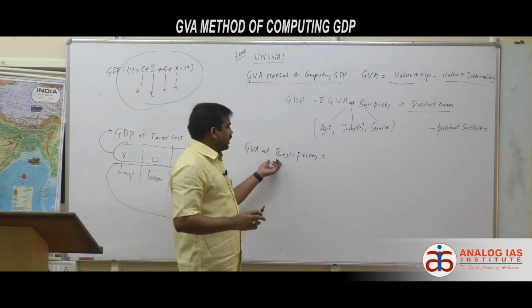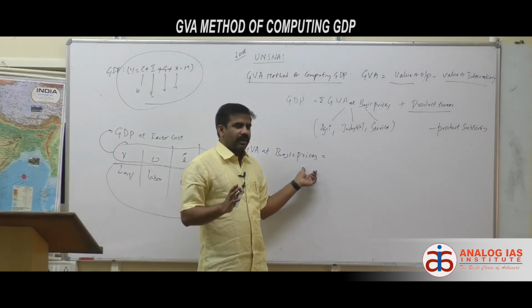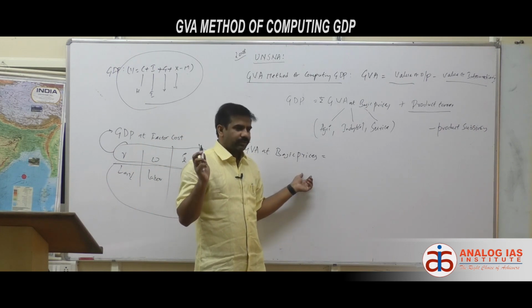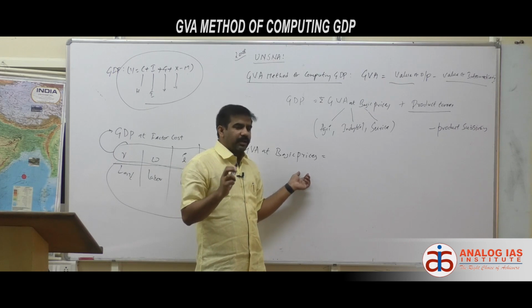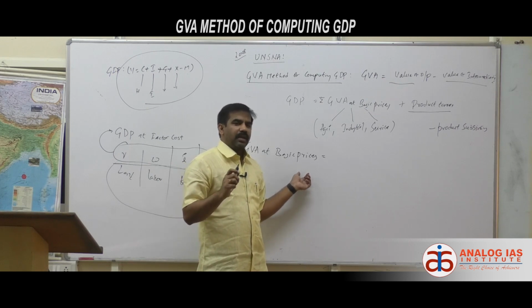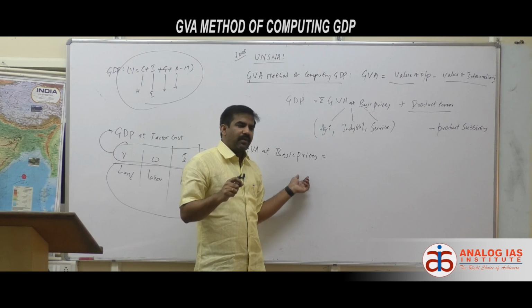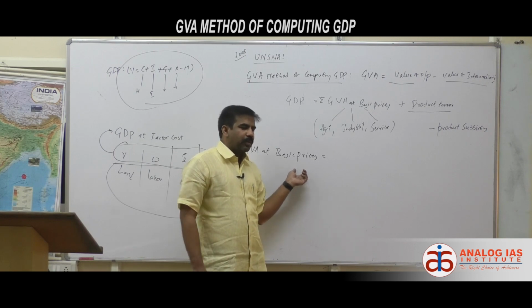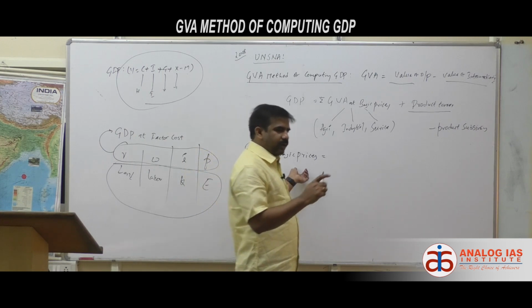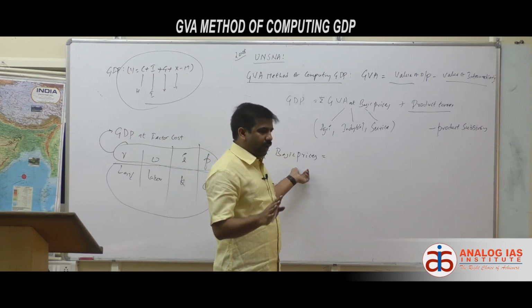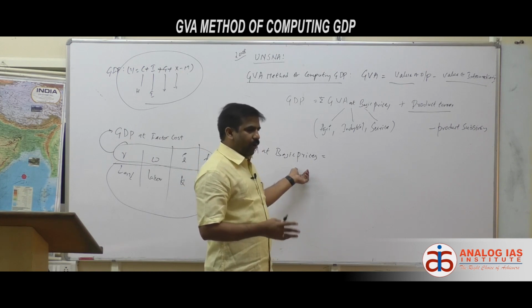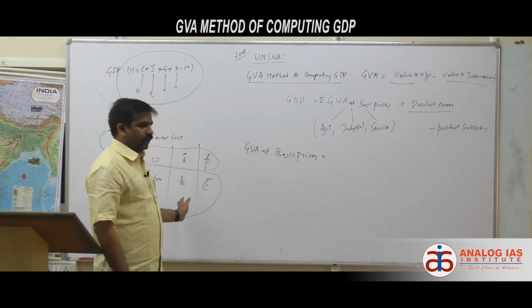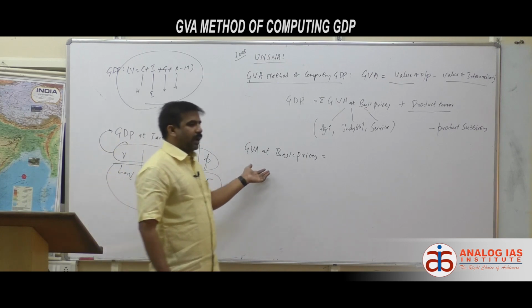Just imagine GVA at basic price simply means, imagine I am the one who is producing a unit of output. GVA at basic price simply refers to the amount of money that I need to spend from my pocket to produce a particular book. This is calculated using a formula. I'll simplify it. Don't worry about these particular definitions, because in fact they are simple. I hope you understand until this point, and this is something I am trying to simplify.